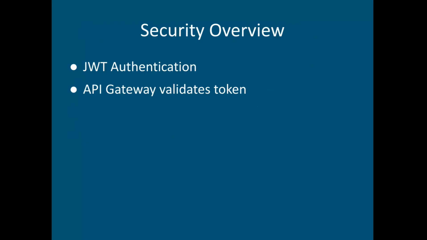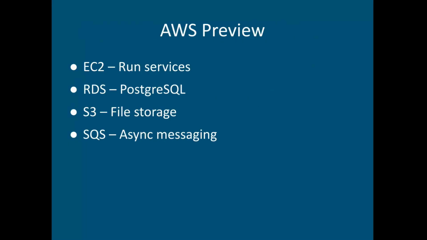Here we have the security overview. How will security work? At this point we will learn about JWT based authentication, a central API gateway, token validation at gateway level, and we will also look over role based access control. This approach reflects the real enterprise systems used in production.